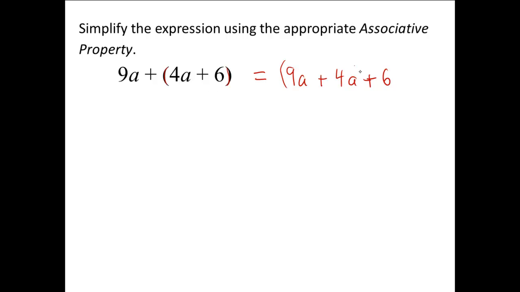We will group the first two terms together, 9a plus 4a. That is beneficial because those are like terms. 9a plus 4a is 13a. So we have 13a plus 6. This goes no further because 13a and 6 are not like terms.